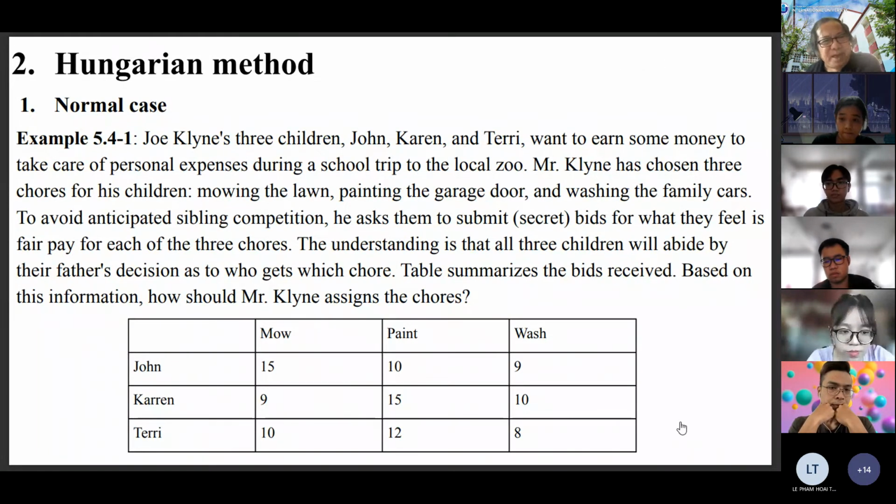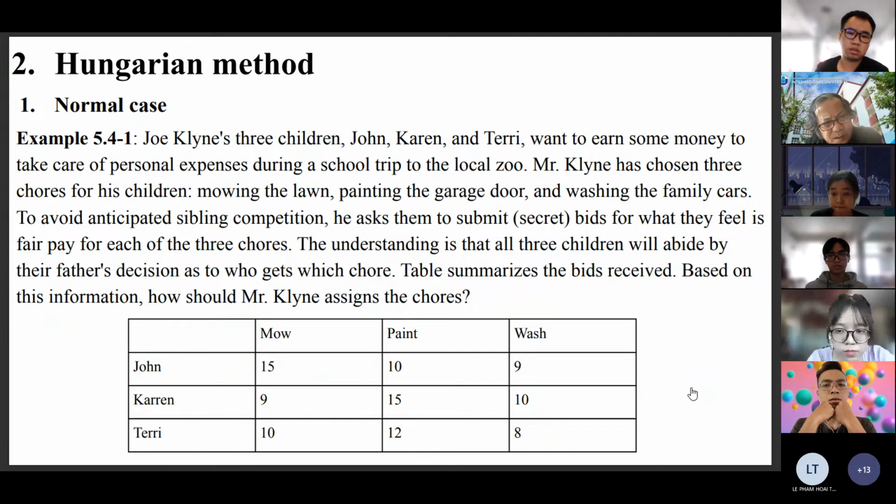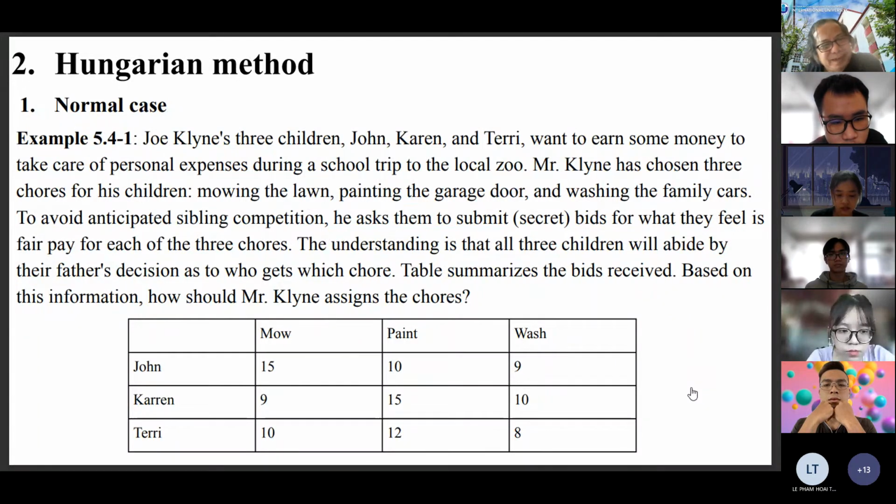You read the problem. Yahi, you read the sentence again. Mr. Clean has three children, that's John, Karen, and Terry, who want to earn some money. So does Clean want to earn money or do the children want to earn money? Yahi? The children. He wants money, but he does the move and he has to pay. So really?